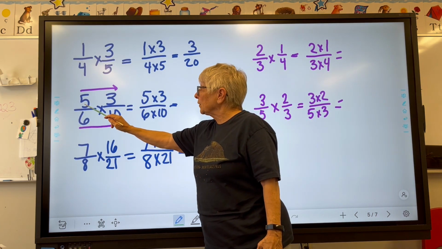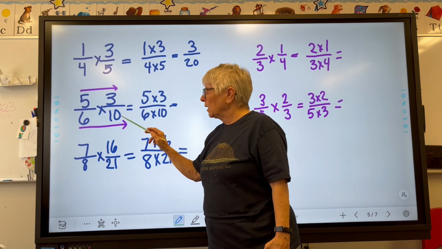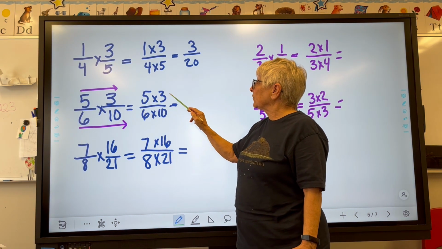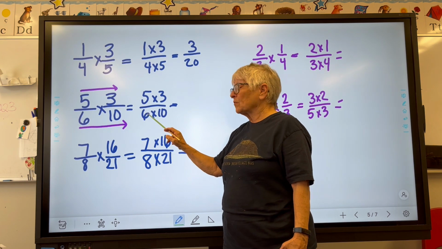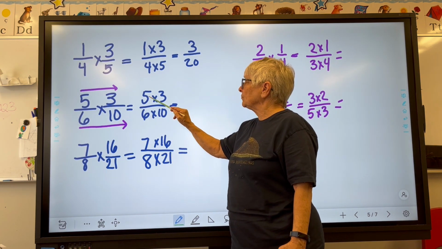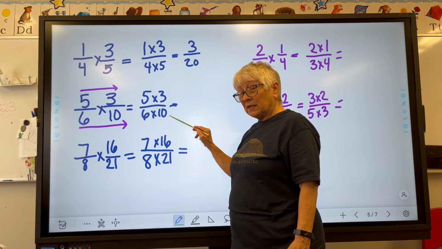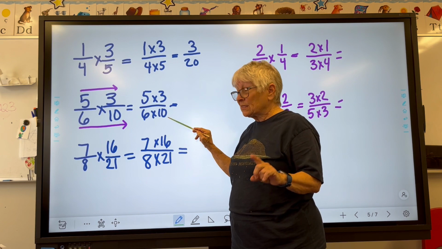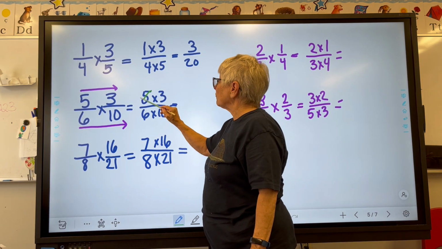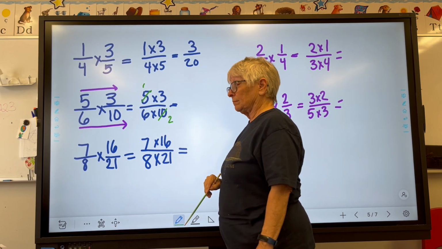But now let's look at this one. Instead of just writing 15 over 60, I wrote 5 times 3 over 6 times 10. Now I'm going to check this 5. Does 5 go into 6 evenly? No. Does 5 go into 10 evenly? Yes. So 5 goes into 5 one time, and 5 goes into 10 two times.